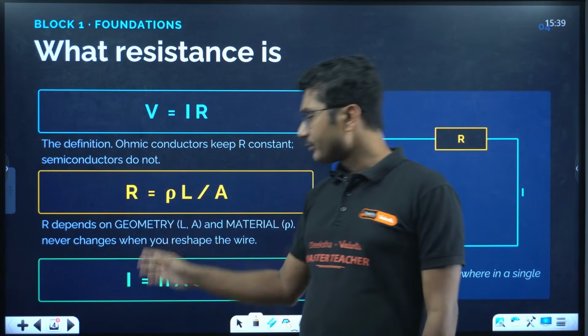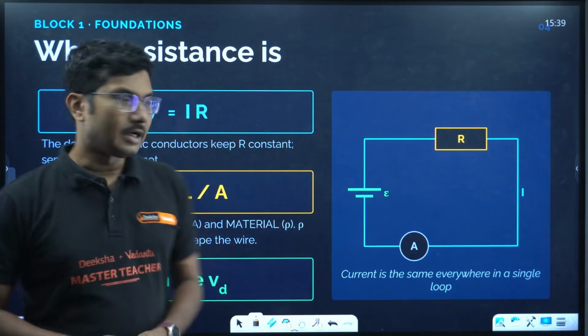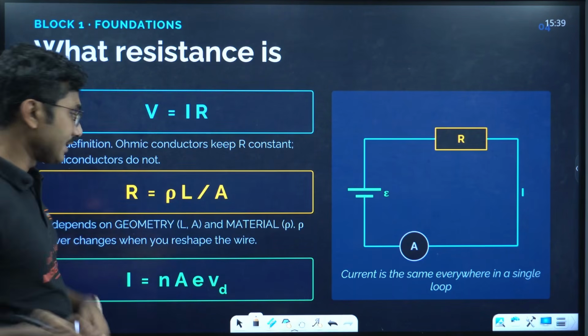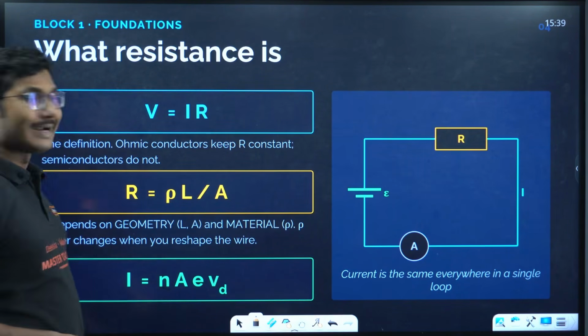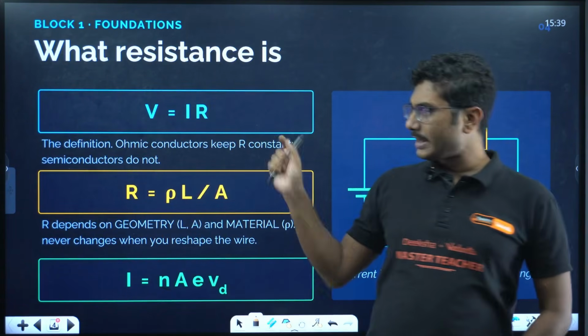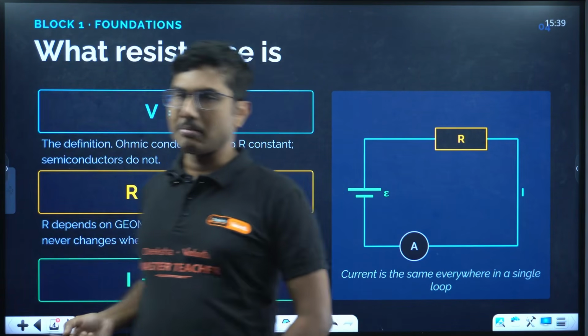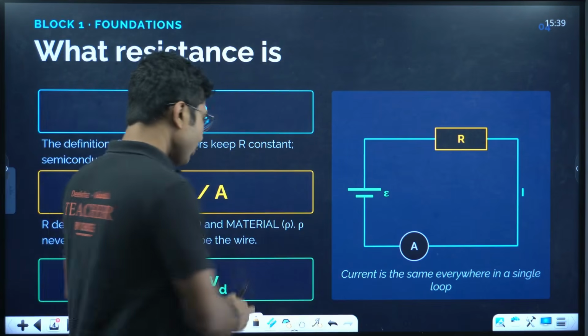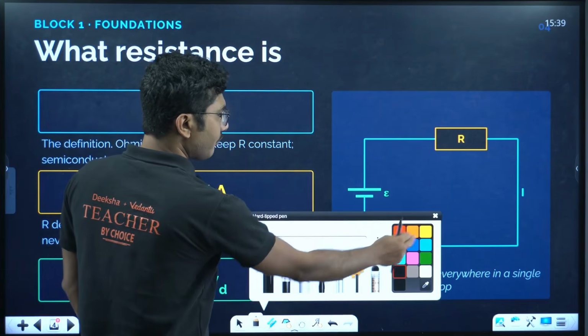Okay, I = nAeVd is the major expression that you need to remember for your KCET exam. Now n is number density. Number density means you take unit volume of the material, same material, copper, iron, whatever you are talking about. You take unit volume of that material. We know that every material has a lot of free electrons in it.